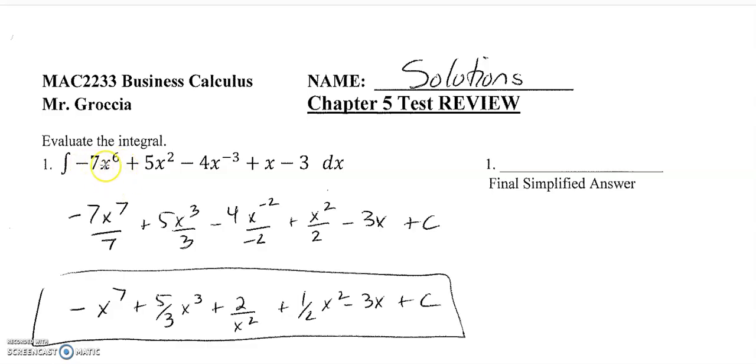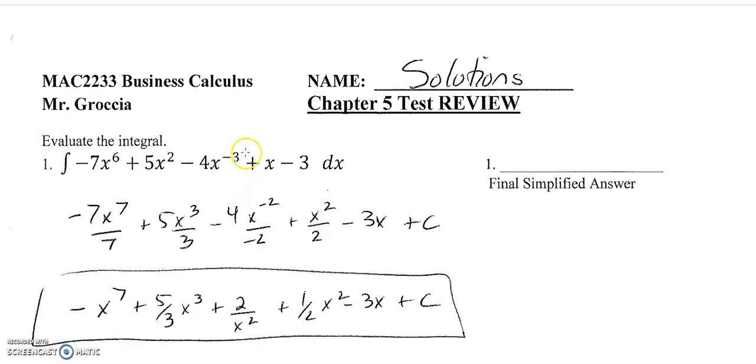So for negative 7x to the 6, the negative 7 stays in front. Add 1 to the 6, you get 7, and divide by 7, which gives us negative 7x to the 7 divided by 7. 5x squared, the 5 stays in front. Add 1, 2 plus 1 is 3, divide by 3, which gives us 5x to the third over 3. Then we have minus 4x to the negative 3. The minus 4 stays in front.